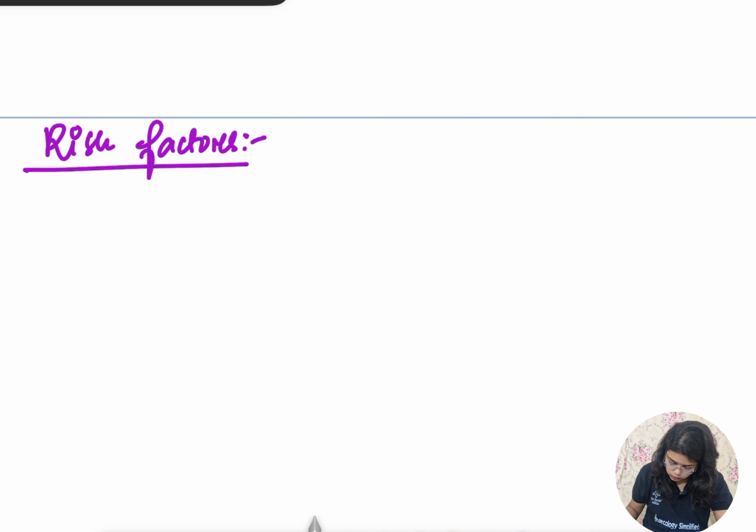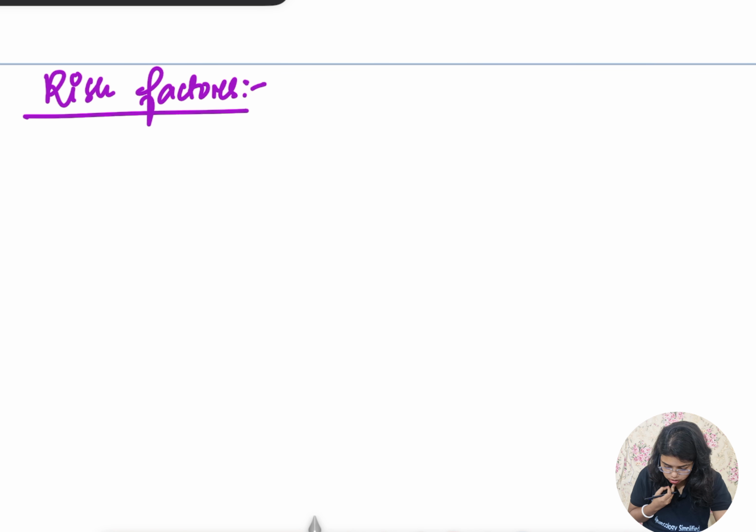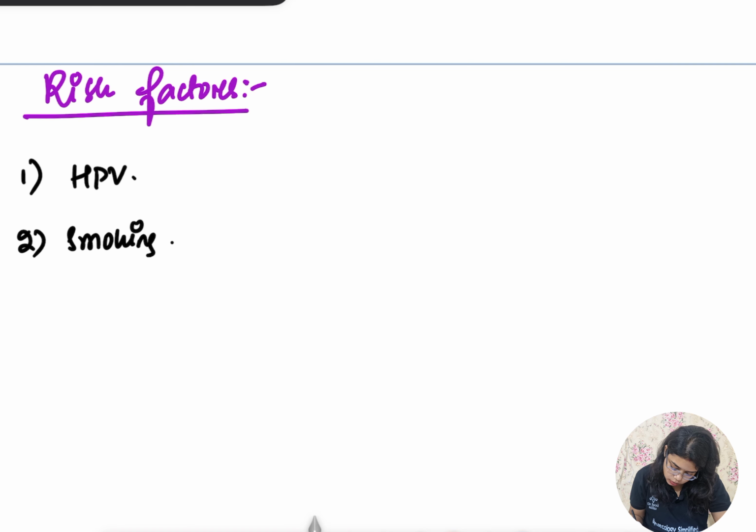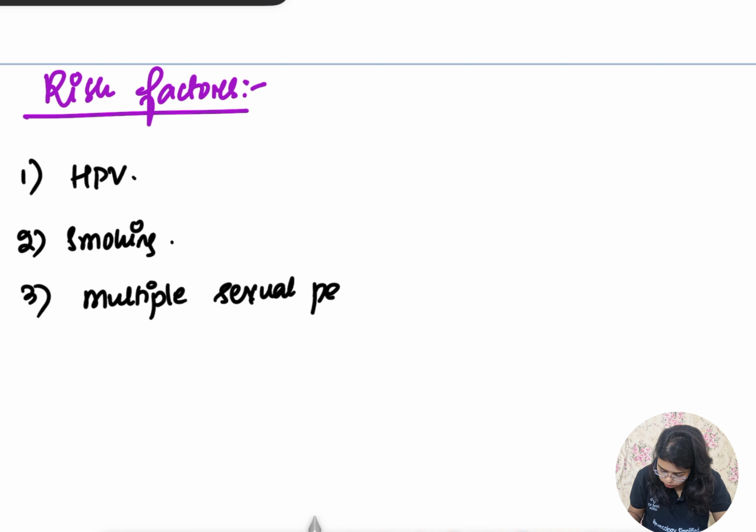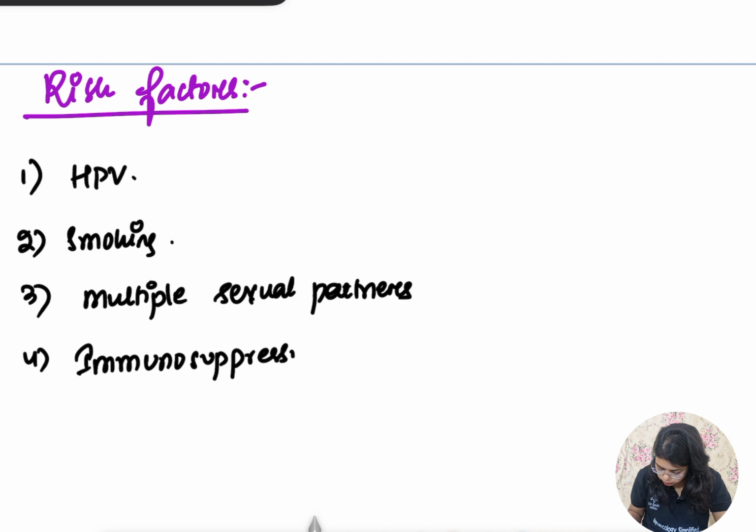Then what are the risk factors? First, we have just studied HPV. HPV is the most common and most important risk factor. Also, the premalignant lesions are associated with smoking, multiple sexual partners, and immunosuppressed women. So the risk factors are immunosuppression, HPV, smoking and multiple sexual partners.